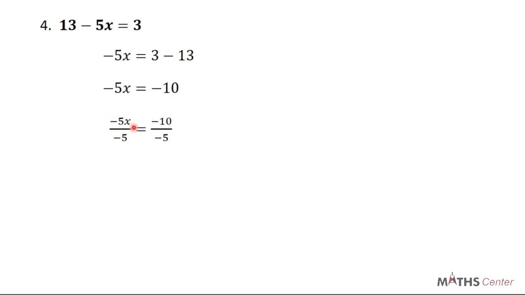Now what I will do to the left hand side, I will do the same thing to the right hand side. So I have to divide minus 10 here also by minus 5. Here when you cancel, we are going to have x here. Minus 10 divided by minus 5 will give us positive 2. So x is equal to positive 2.